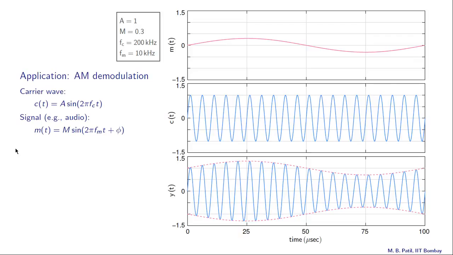And in real life, of course, this modulating signal is not generally just a simple single sinusoid. It could be much more complex. But all the frequency components of the modulating signal are much lower than the carrier frequency.